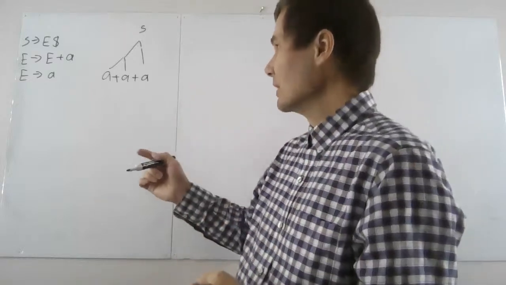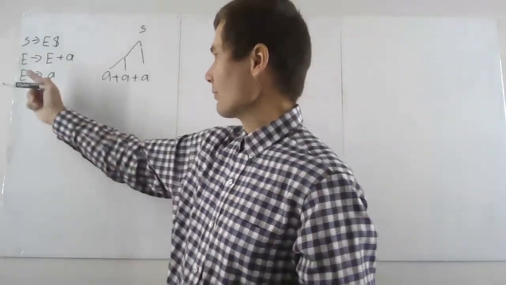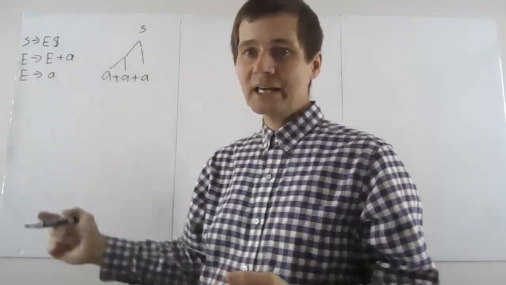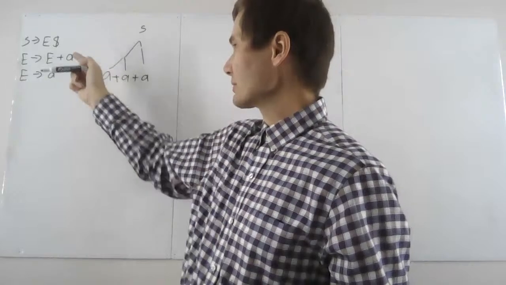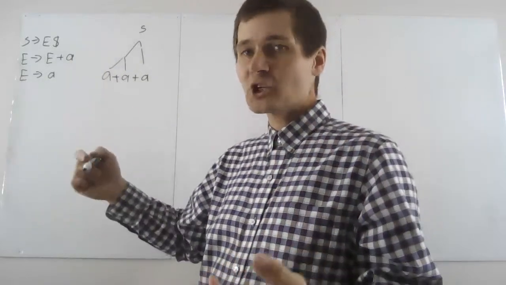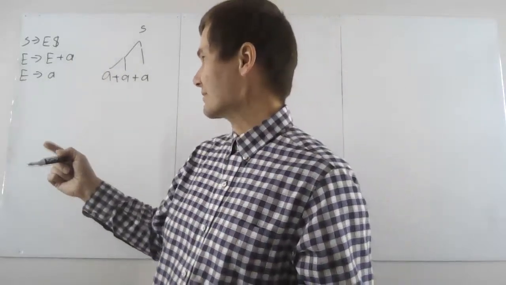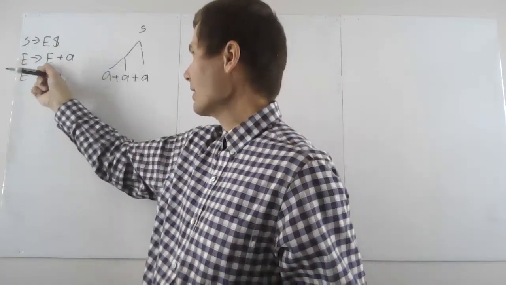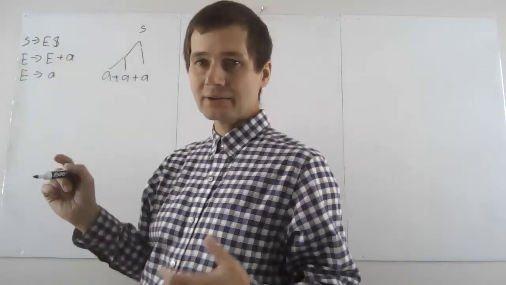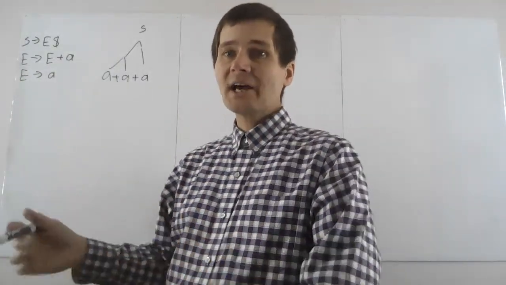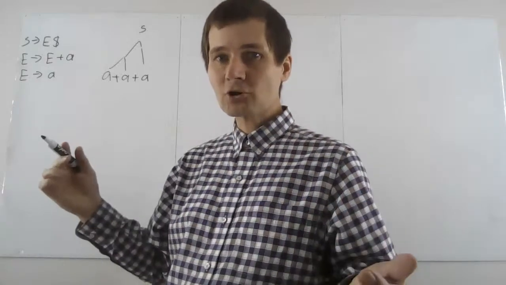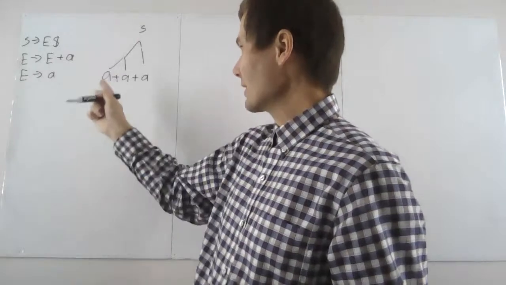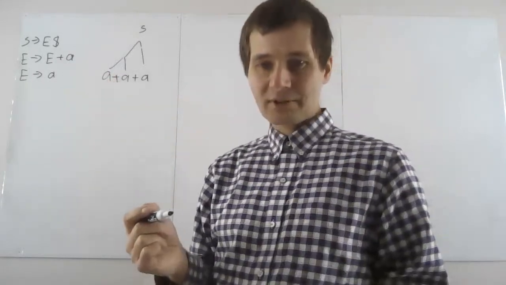But in the predict table, if you are in the entry for E and for little a, both of these rules make sense because both of these rules have a in their first set, right? So E goes to A, well, that starts with A, but E goes to E plus A, well, E can go to something that starts with A as well. So both of these rules make sense, and the LL1 parser doesn't know which one to choose. And in this case, it's supposed to choose this one twice and this one once, but it can't know that without seeing the rest of the string.